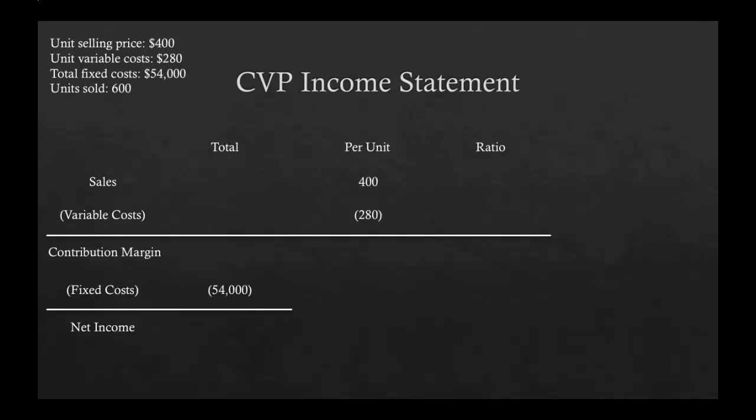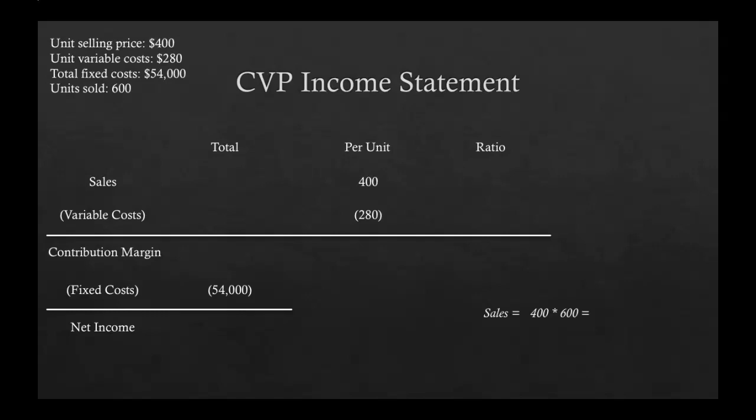We were given a selling price per unit, so we will put that into our CVP income statement. We were also given unit variable costs. That was the 280, so we put that under the per unit for variable costs. And then we also have our fixed costs of $54,000. With that information, we can now start filling out everything else.